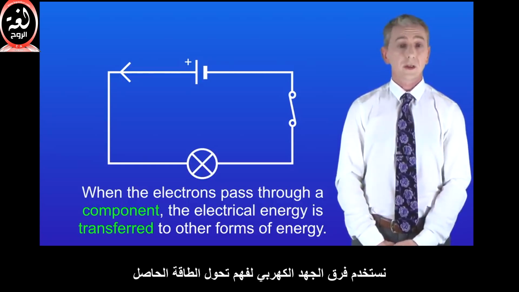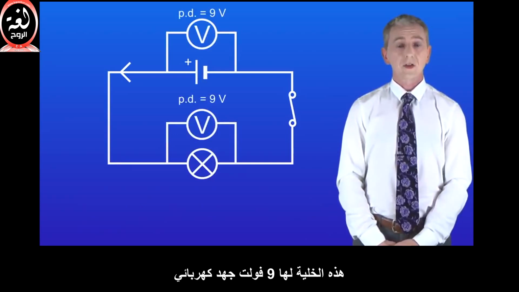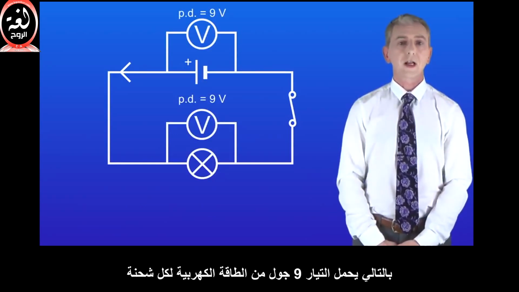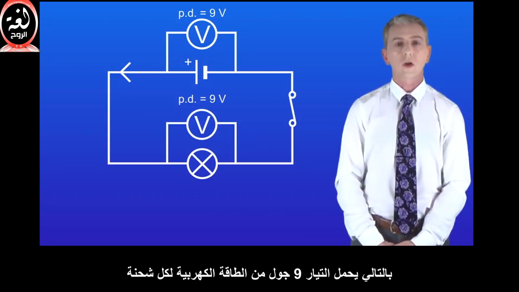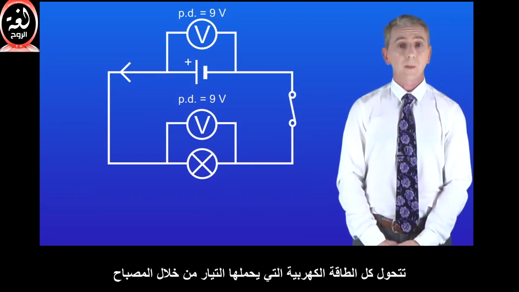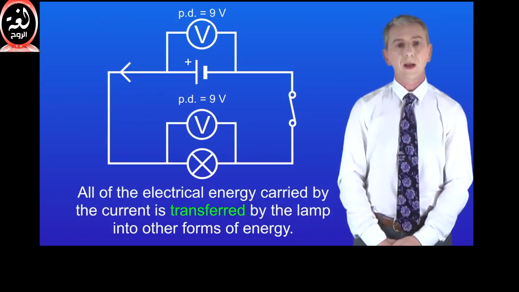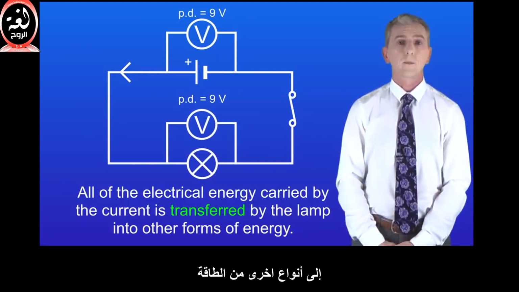We use potential difference to work out the energy transfers involved. The cell has a potential difference of 9 volts, so the current is carrying 9 joules of electrical energy per coulomb of charge. The potential difference across the lamp is also 9 volts, telling us that all of the electrical energy carried by the current is transferred by the lamp into other forms of energy.